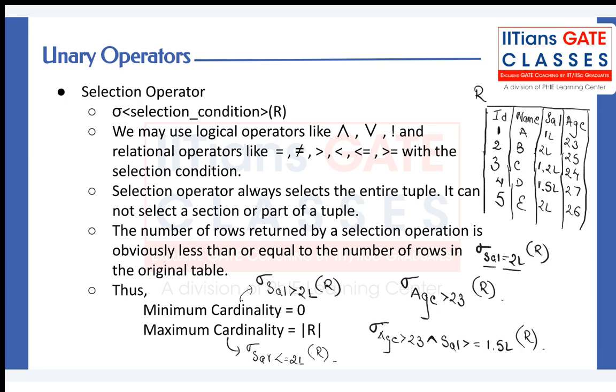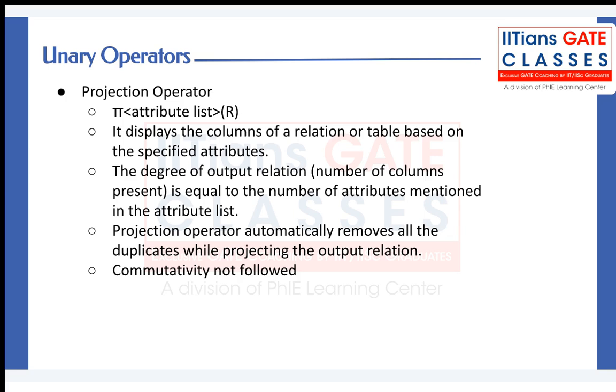So now the next operator that we look at is something called the projection operator. Projection operator works like this. You specify pi, projection. You specify a list of attributes that you want to retrieve from the relation R. What are the attributes? Attributes are nothing but the columns that are present in the relation.